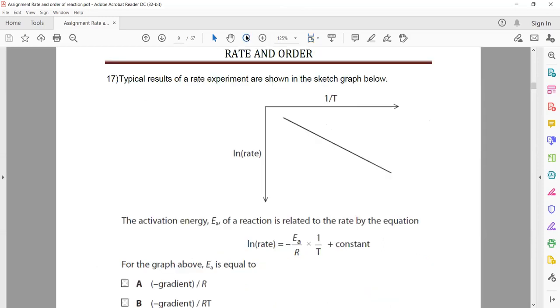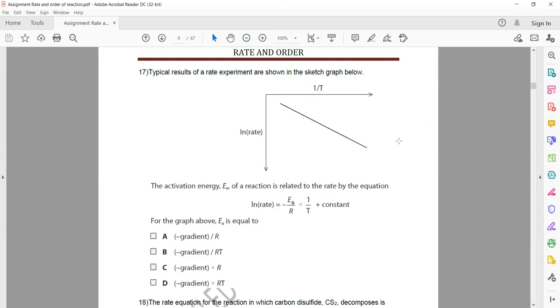The typical results of a rate experiment are shown. The graph is between ln rate and 1 over T. For the graph, how can we get the activation energy, EA? We have this equation of a straight line. We can compare it, y is equal to mx plus c. So on the y-axis we have ln k, on the x-axis we have 1 over T.